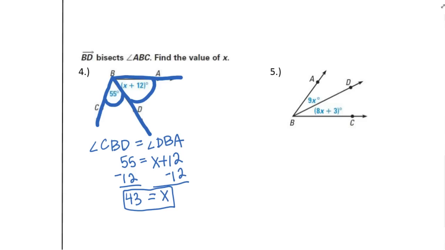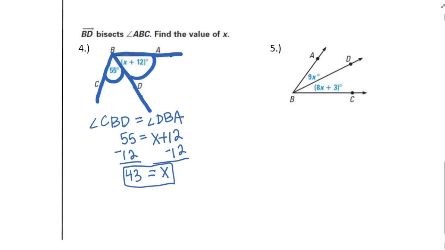I'm just going to add in a little something here because I know in your practice work it might show up. What if I asked you what angle ABD is? How would you find that? Well, let's go back up to the picture. Angle ABD is right here, and angle ABD is x plus 12. What's x? We just found that. Right here, x is 43. So 43 plus 12 is 55.